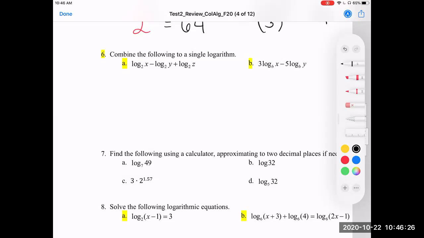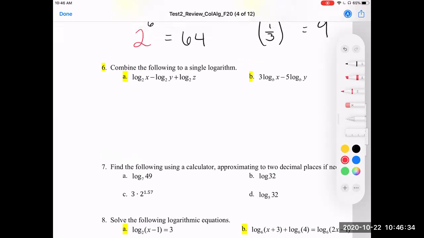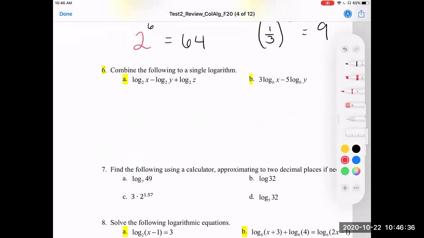Number 6, combine the following to a single logarithm. For this, you want to recall your 3 rules of logarithmic equations. I'll try to write them. It's really nice to have them handy. So maybe if you have a paper around or a Post-it, write them down with me so you have them with you for your exam.